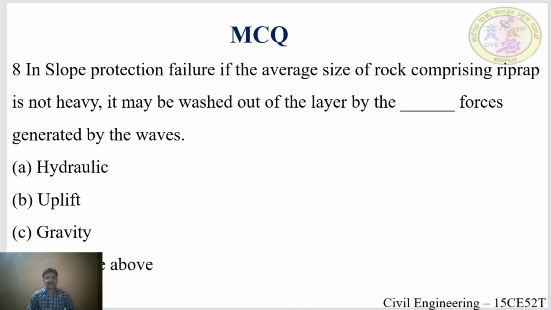In slope protection failure, if the average size of the rock comprising the riprap is not heavy, it may be washed out. The riprap may be washed out of the layer by the dash forces generated by the waves. Waves will be generating a force. What is the force that is generated by the wave? As listed here: hydraulic force, uplift force, gravity force, all of the above. The answer is hydraulic forces. The forces due to the water are the forces generated by the waves. So due to this force, the slope protection failure is caused. The answer is hydraulic forces.